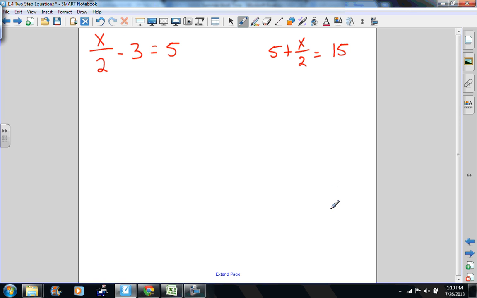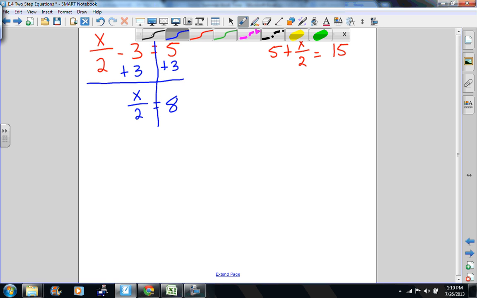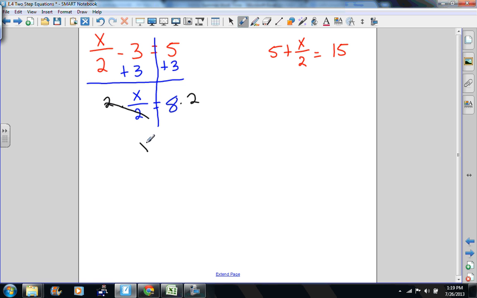Now you can have some division mixed in, and you can have some order changes, but the problems are always going to work out the same way. So over here, we are going to add 3 to both sides. So we get x divided by 2 is equal to 8. Now we're going to multiply by 2, and we get x equals 16.